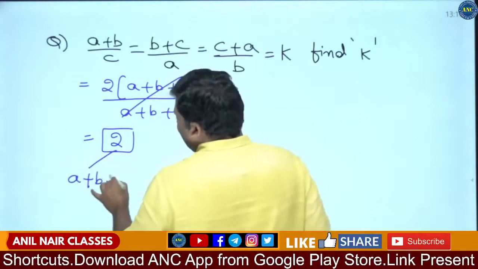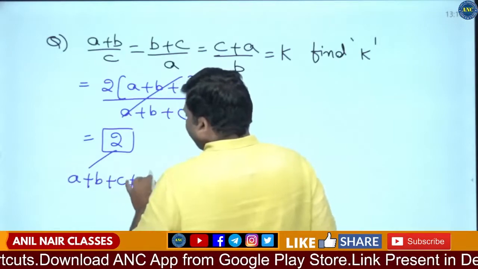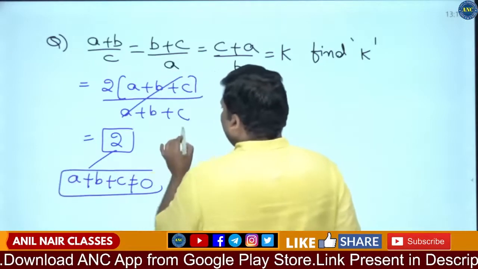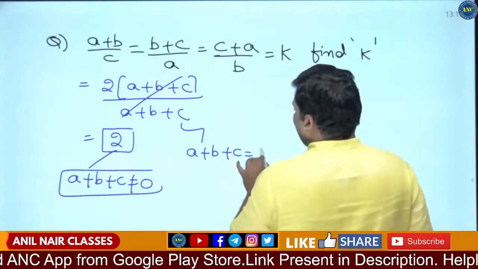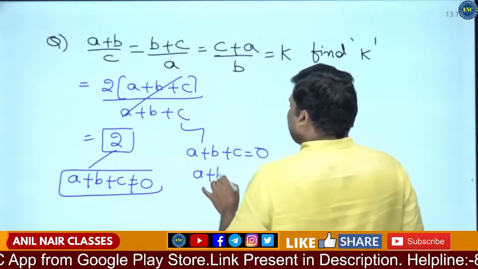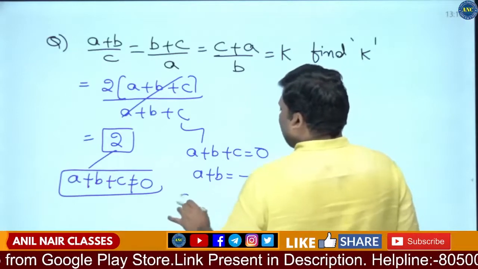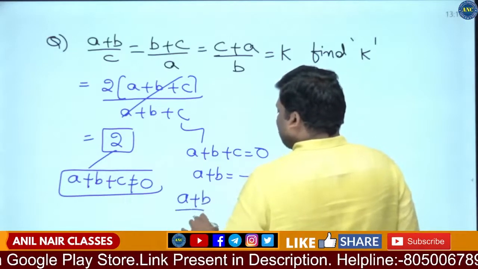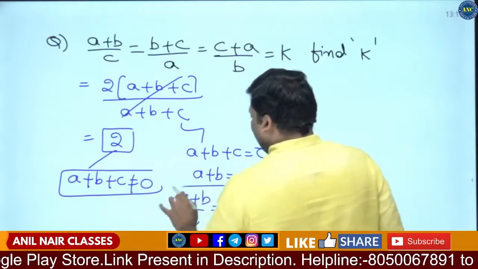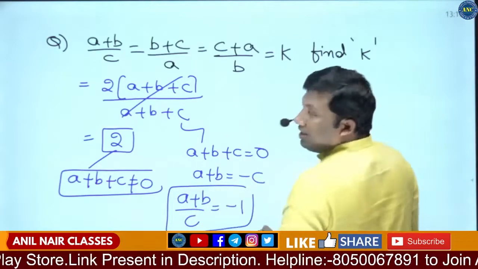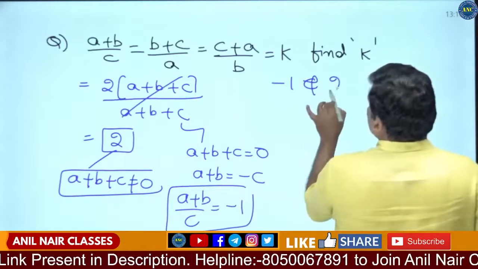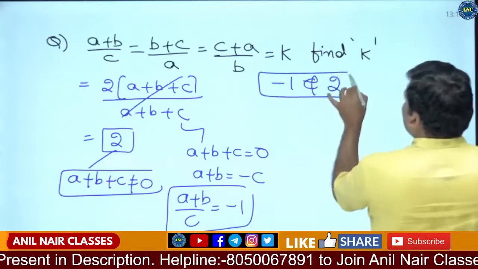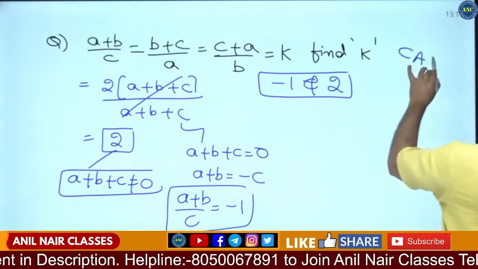Only the denominator cannot be equivalent to 0. If the denominator is equivalent to 0, because A, B, C are real numbers, chances are there that A plus B is equivalent to minus C. Then A plus B by C is equivalent to minus 1. So the answer for this question is minus 1 and 2.